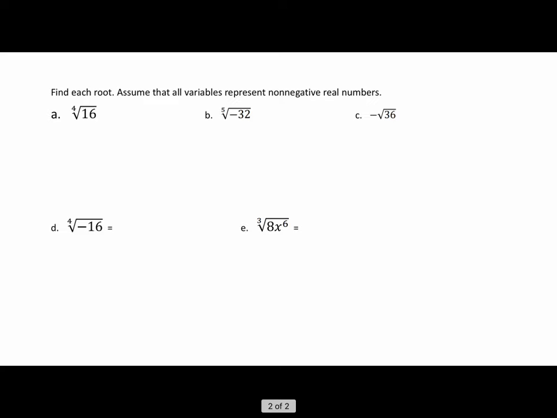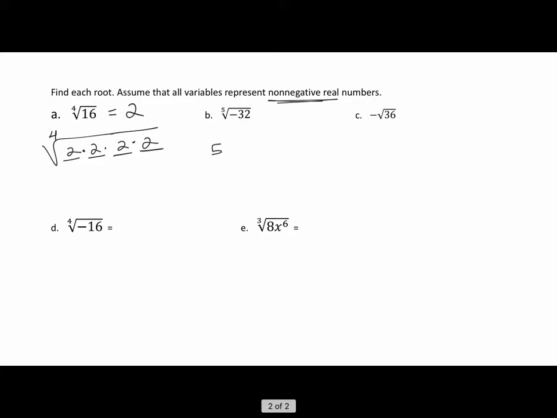So let's find some of these higher roots, assuming that all variables represent non-negative real numbers. For example, A, the fourth root of 16. So fourth root says I'm looking for a number that multiplies by itself 4 times to equal 16. Well, we know that 4 times 4 is 16, and 2 times 2 is 4, so 2 would be the number that multiplies 4 times. So the fourth root of 16 is 2.